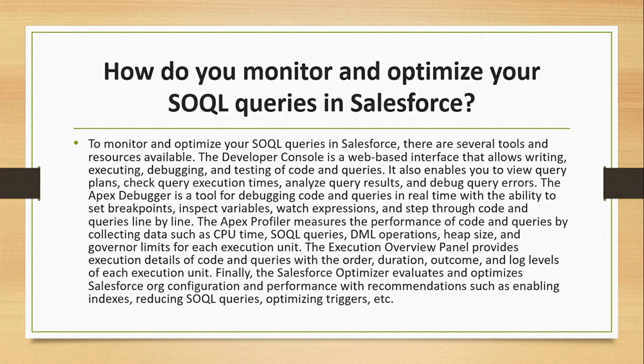How do you monitor and optimize your SOQL queries in Salesforce? There are several tools and resources available. The Developer Console is a web-based interface that allows writing, executing, debugging, and testing your code and queries. It also enables you to view query plans, check query execution time, analyze query results, and debug query errors. The Apex Debugger is a tool for debugging code and queries in real time, with the ability to set breakpoints, inspect variables, watch expressions, and step through code and queries line by line. The Apex Profiler measures the performance of code and queries by collecting data such as CPU time, SOQL queries, DML operations, heap size, and governor limits for each execution unit. The execution overview panel provides the execution details of code and queries with the order, duration, outcome, and log levels of each execution.